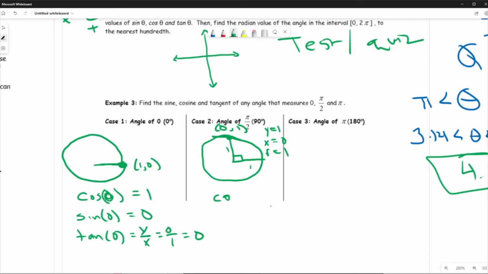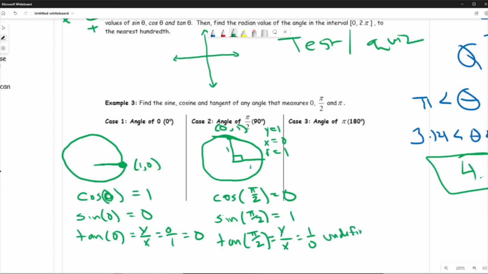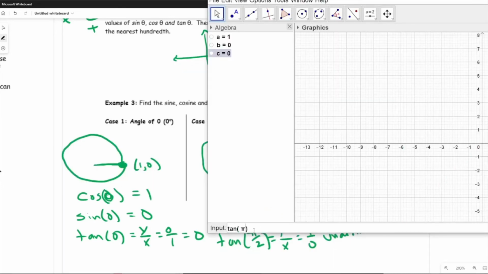The cos of pi over 2 is equal to the x-coordinate divided by the radius. Well, the radius is 1, so I'm not going to bother dividing by the radius. The sine of the angle is the y-coordinate, 1, divided by the radius, 1. The tan of the angle is the y-coordinate divided by the x-coordinate, which is 1 over 0. Now, as you know, 1 over 0 is an undefined value, and tan pi over 2 is undefined. If you type in tan pi over 2 on your calculator, it will give you an error.